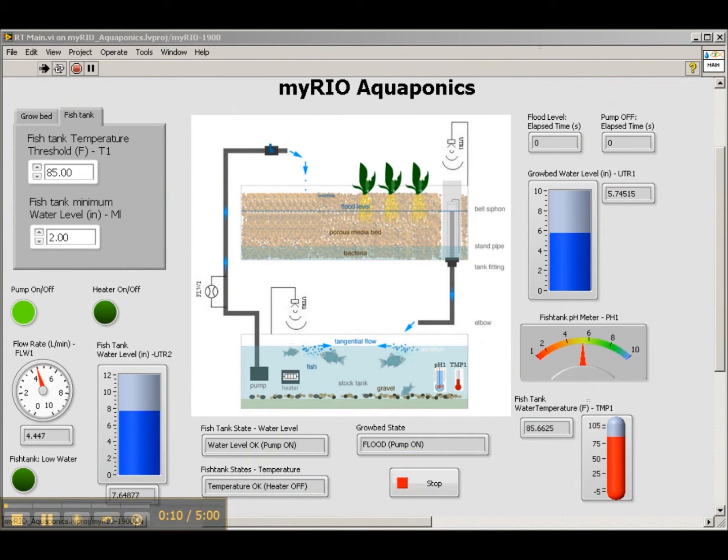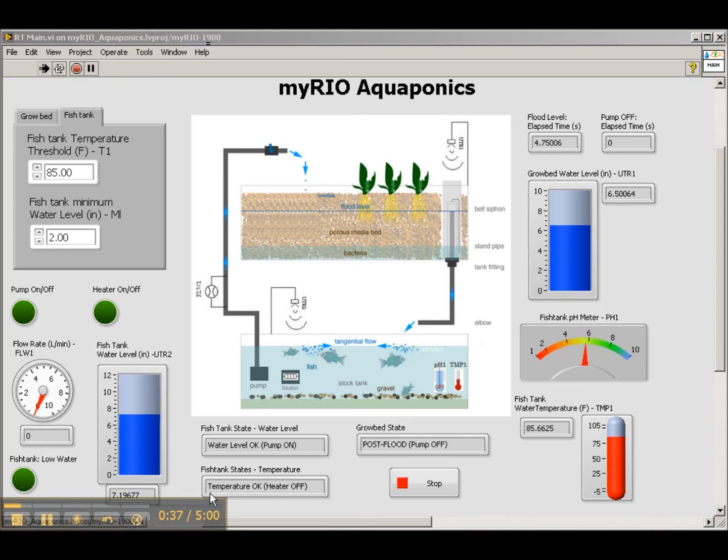The indicators are linked to sensors, and all the sensors run continuously and monitor the current state of the aquaponics system. Let's take a closer look at some of the indicators that we have on the lab front panel. First, we have the current fish tank and grow bed water level indicators. As the grow bed gets flooded and drained, the water levels in the grow bed and fish tank change accordingly.